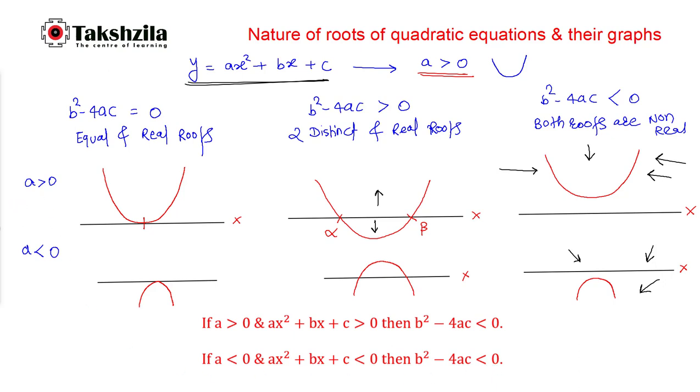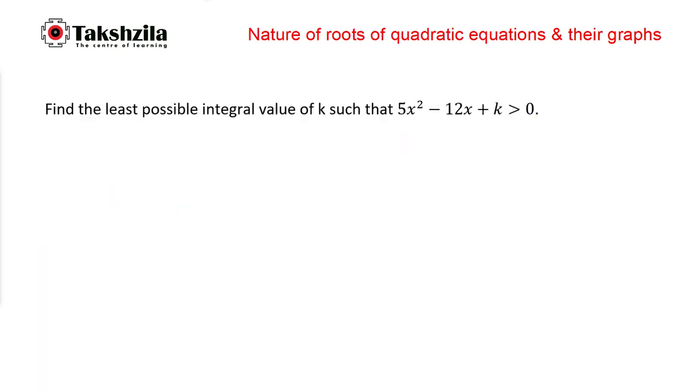So how to use this concept? Let's have a look at it. Let's have a look at this question. Find the least possible integral value of k such that 5x² − 12x + k is greater than 0.